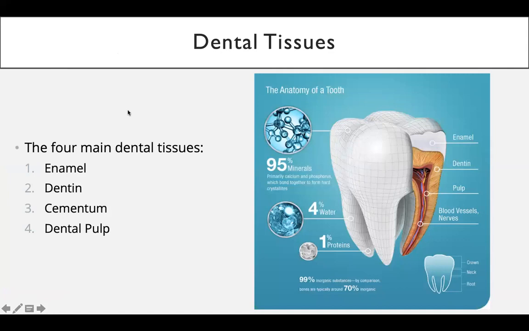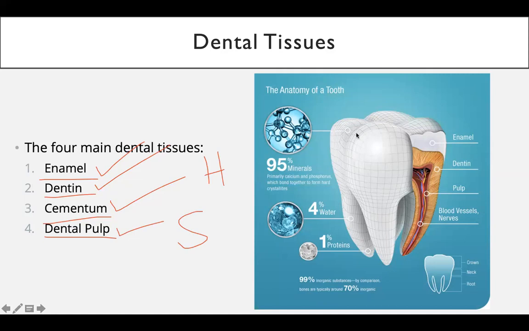So dental tissues, 4 main types. So we start from here, today's topic, right? So how many students we have? 38. Okay, so 4 main tissues: enamel, dentin, cementum, and dental pulp. From here, enamel, dentin, cementum are hard tissues, right? And pulp, soft tissue, as we remember.